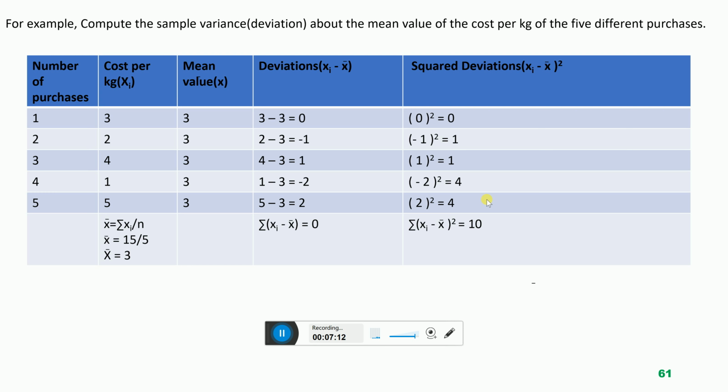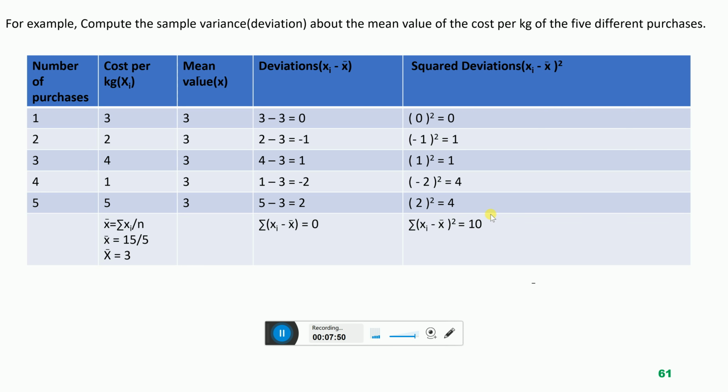Now we can compute one average value of the 5 different deviations, but I enlarged the variances. I changed the measurement units from single to square. Now the negative sign is eliminated from the deviations, and we can add them together. By adding together, the summation of xi minus x bar whole square is equal to 10. Now we have the mean value and the summation of xi minus x bar whole raised to the power 2.